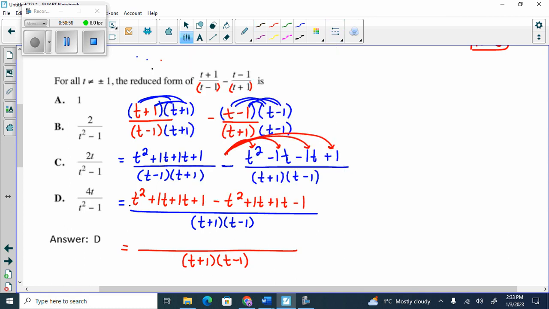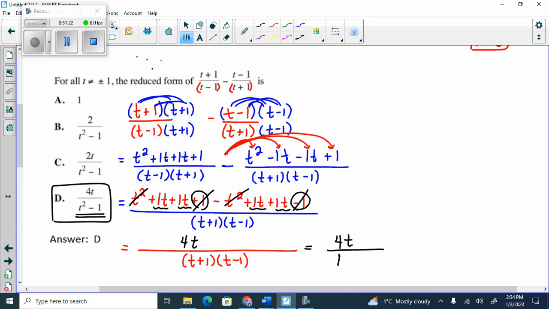So I'm going to get t squared minus t squared cancels. 1t, 1t, 1t, 1t is 4 t's. Plus 1, minus 1, they cancel. So it's 4t over t plus 1, t minus 1, which also happens to be this, because it's the difference of squares. So they just put it back together, so it's the same answer. I like it better simplified, but it's a multiple choice, you need to match what they have. This is not as simplified. So this is better to me.